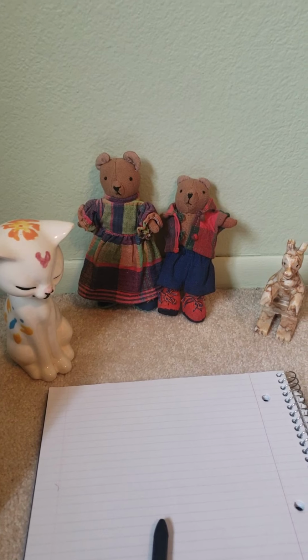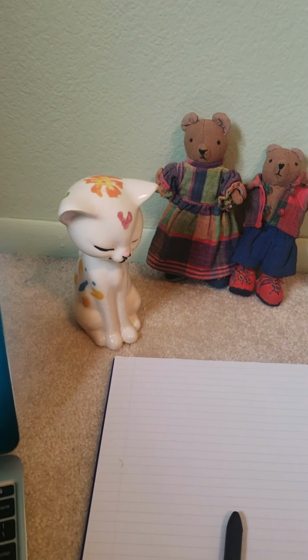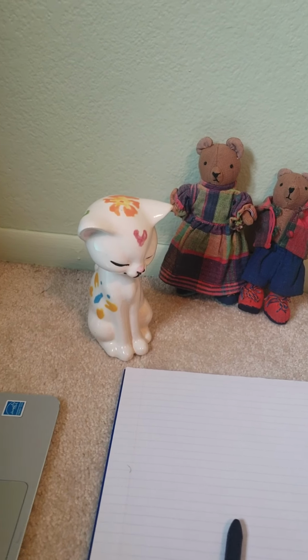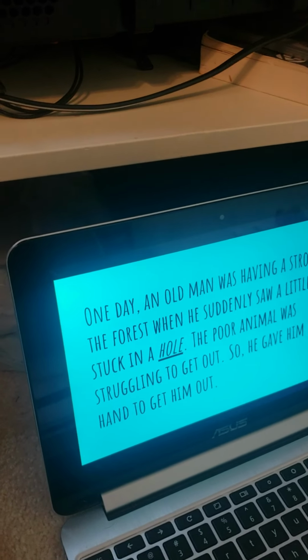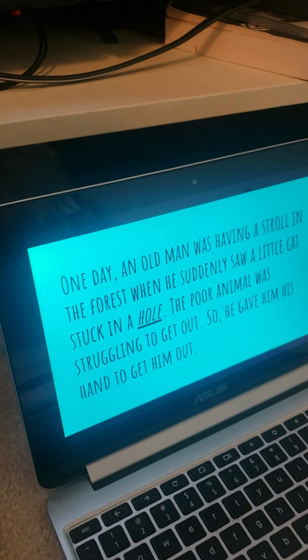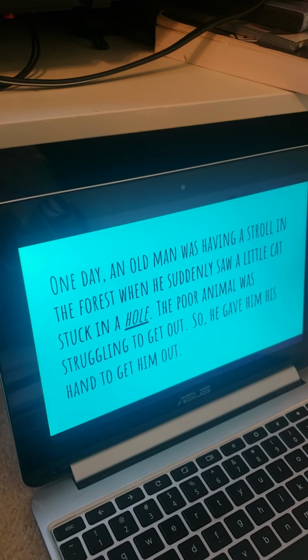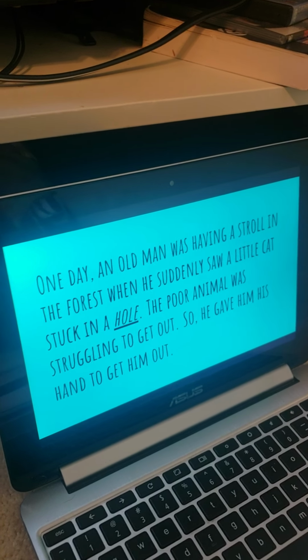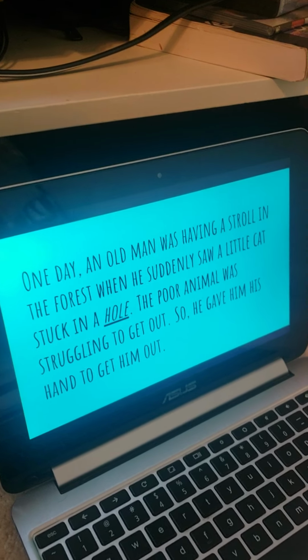Good job, everybody. Now I'm going to switch this around. I'm going to read it again, and remember you're looking for the underlined. One day, an old man was having a stroll in the forest when he suddenly saw a little cat stuck in a hole. The poor animal was struggling to get out, so he gave him his hand to get him out. Okay, so we see the word is hole.